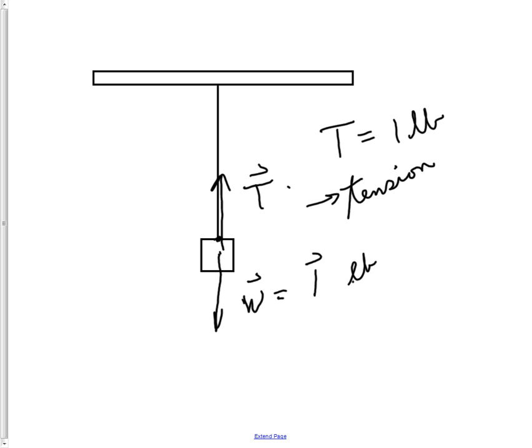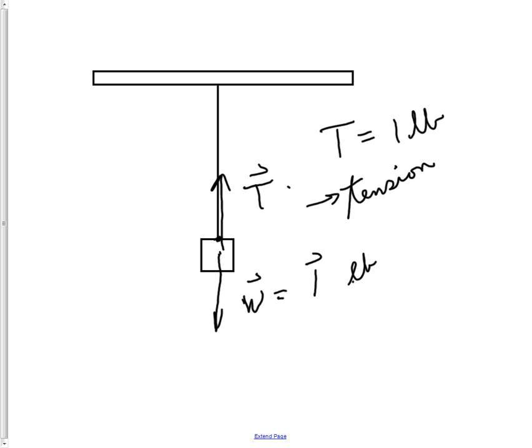This string, incidentally, is a string which has no weight. Of course, there is no such thing as a string that has no weight. Nevertheless, if this is a pound, then this little piece of string is likely to be way less than an ounce. And so we just ignore that, okay?